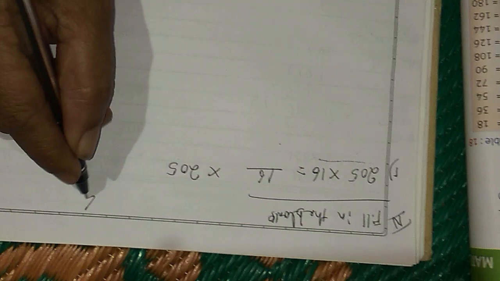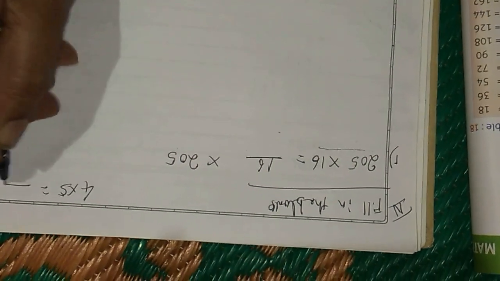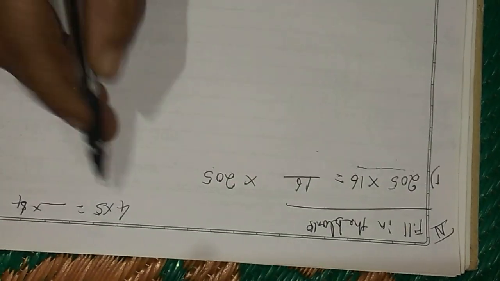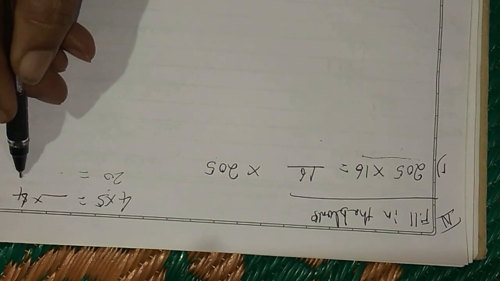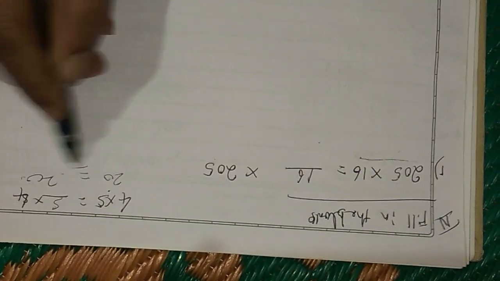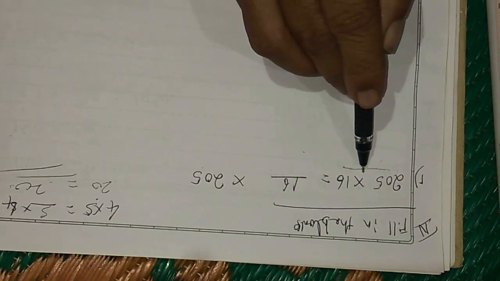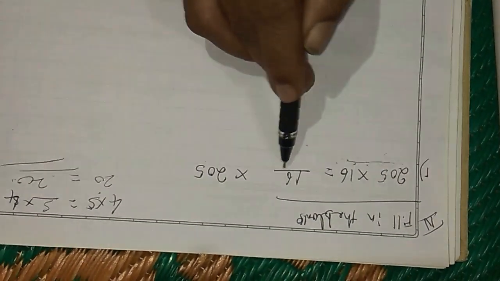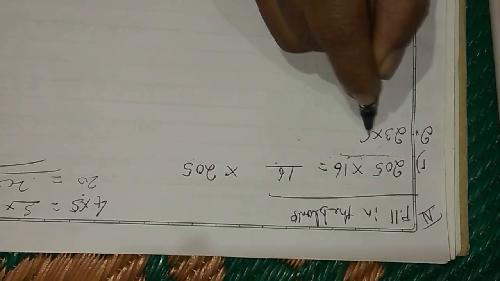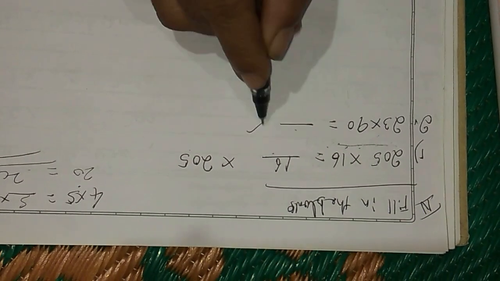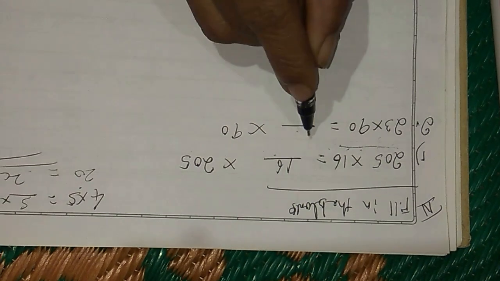See, for example, I'll give 4 into 5 is equal to dash into 4. What do you have to write? 4 into 5, 20. That is equal to dash into 4, which means 5 4s are 20. Okay, children. So 205 into 16 is equal to 16 into 205. Second one, 23 into 90 is equal to dash into 90. How much should you write? 23.